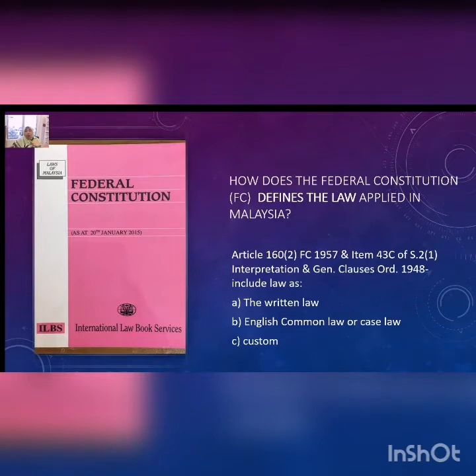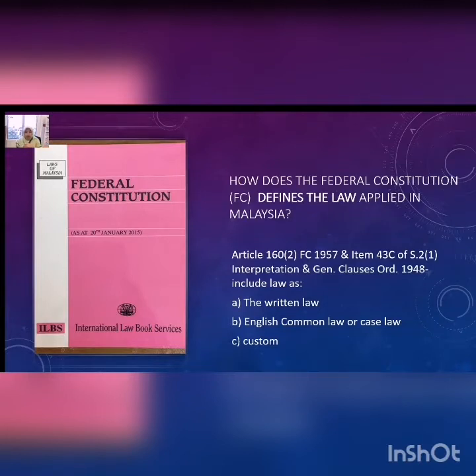So our federal constitution recognizes the written law, the English common law that is being applied in Malaysia, and also our custom. So the custom, as we know, we have adat, undang-undang adat, undang-undang adat perpatih, undang-undang adat temenggung, adat-adat lain pun diterima pakai. It is also recognized in Malaysia. Okay, for the English common law, why is it recognized? Because as we know, we were colonized by the British. So the British enforced their law in Malaysia.